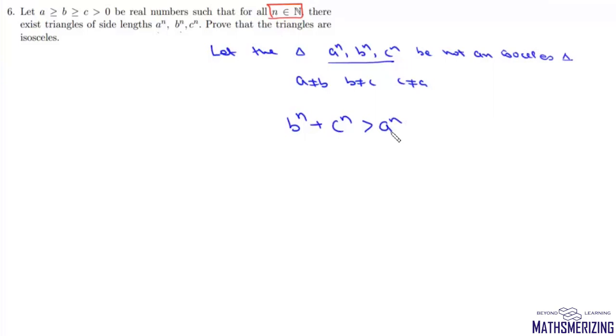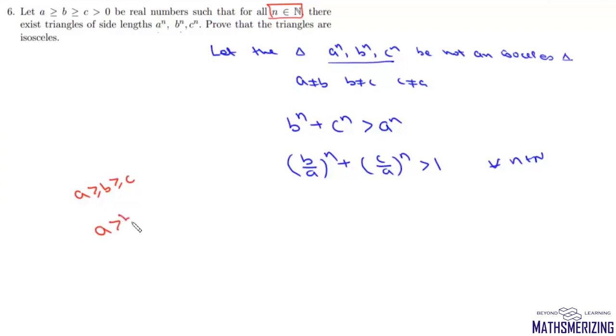Now we'll divide it by a to the power n, then we can write b upon a to the power n plus c upon a to the power n, and it is greater than 1 for all n belongs to N. Now in the question it says a is greater than or equal to b and b is greater than or equal to c, and our assumption says that it is not an isosceles triangle, so that means they are not equal. So we can strictly write a is greater than b and b is greater than c. So in this case b upon a is less than 1 and c upon a is also less than 1.